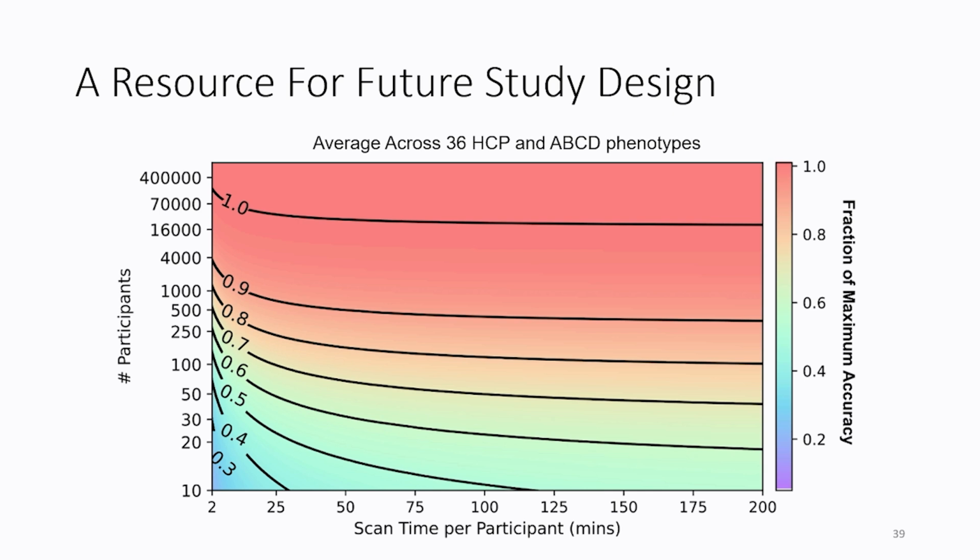So this gives us an indication that there are many different ways to get a specific prediction accuracy. And what's interesting is that it starts high on the left and dips as you go towards the right. This is because scan time cannot just be ignored. If you increase your scan time, you can collect fewer participants and get the same prediction accuracy as well.